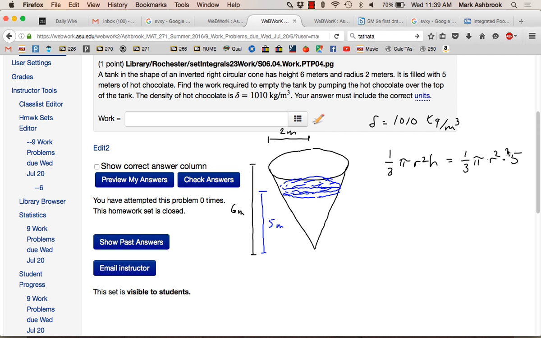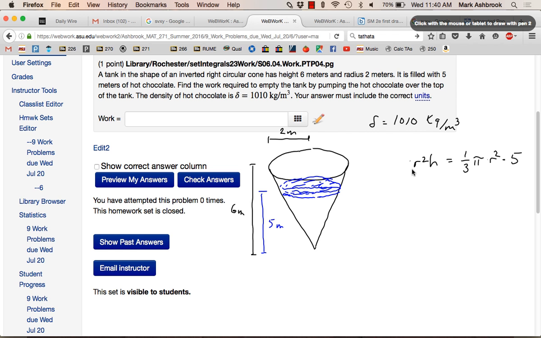Right. Finding the volume of the hot chocolate is irrelevant because the work it takes to get the hot chocolate out of the bottom, it has to go a further distance, right, than the hot chocolate near the top, which is going to take less distance to get out of there. So this tells us nothing. It's irrelevant, right?